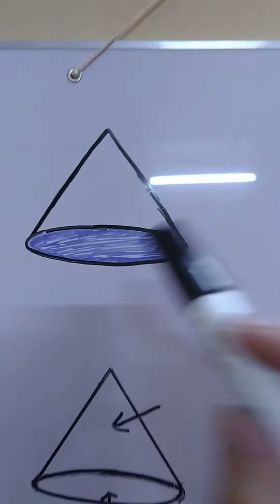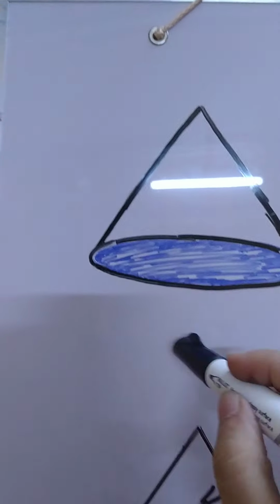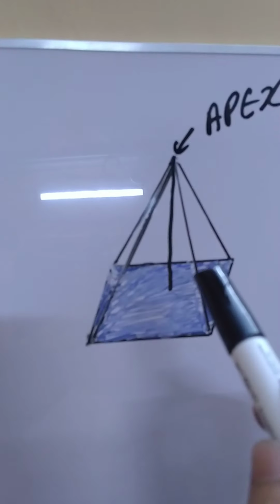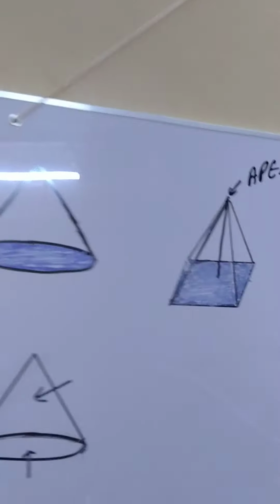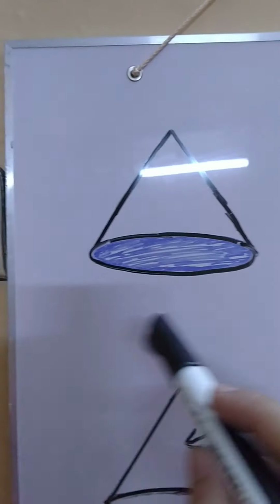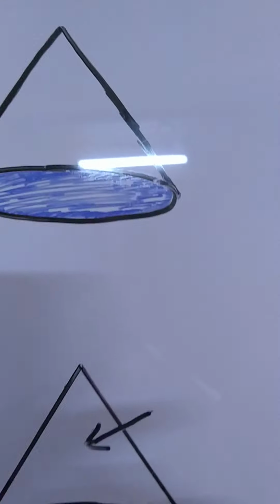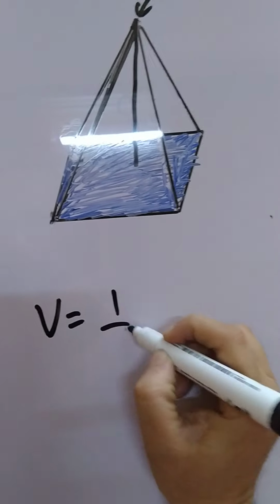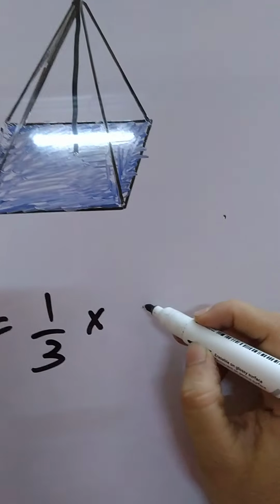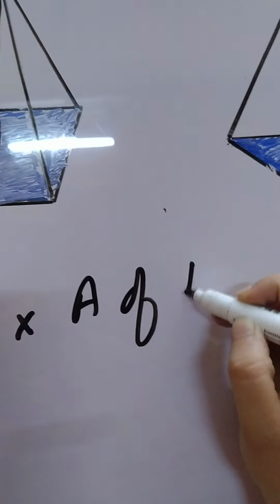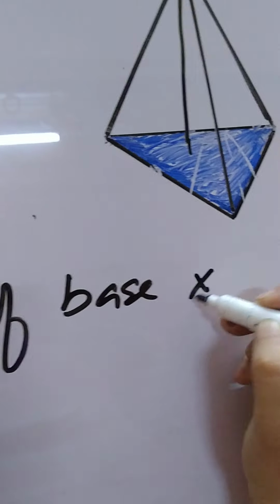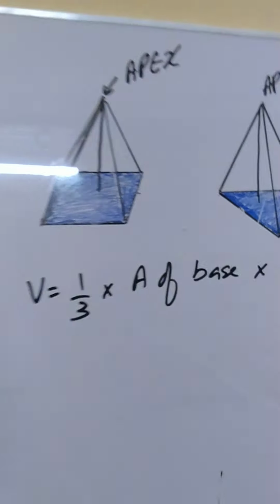The only difference between the cone and the pyramid is that a cone always has a circular base. But in a pyramid, we sometimes have a square base, a rectangular base, a triangular base, a pentagonal base, an octagonal base, a hexagonal base. But in cones, we always have a circular base. So we know that the volume of a pyramid is 1/3 multiplied by the area of base multiplied by the height of the pyramid.